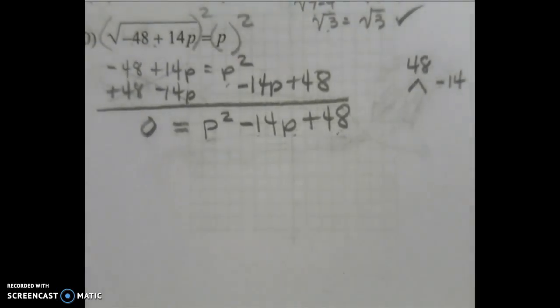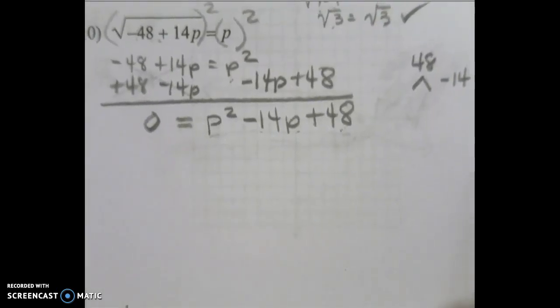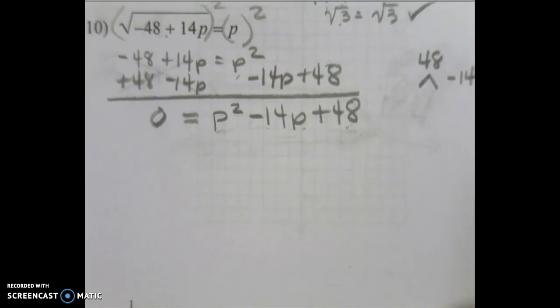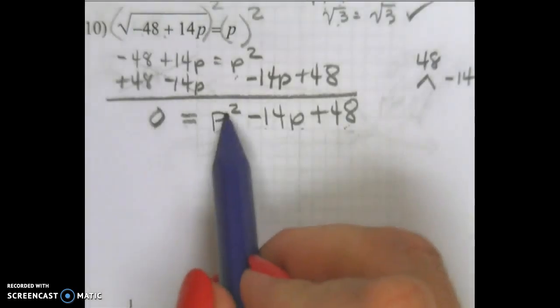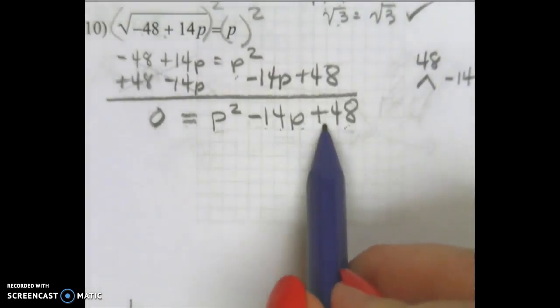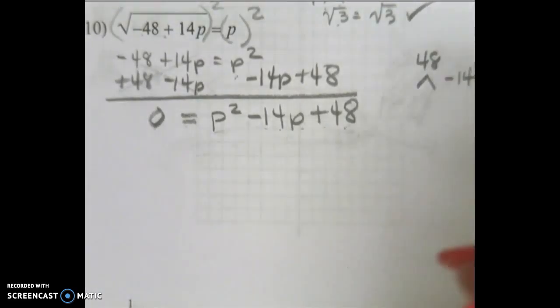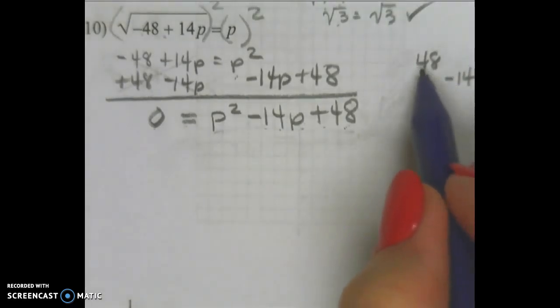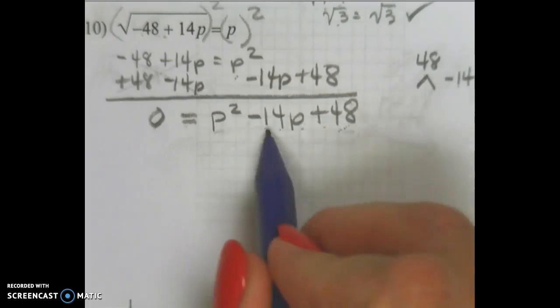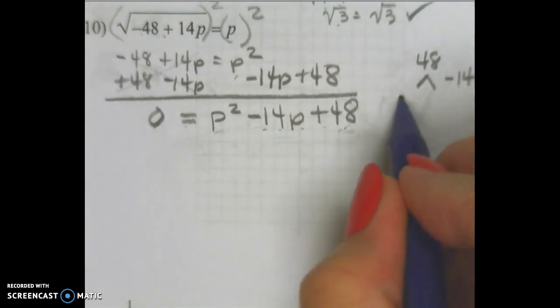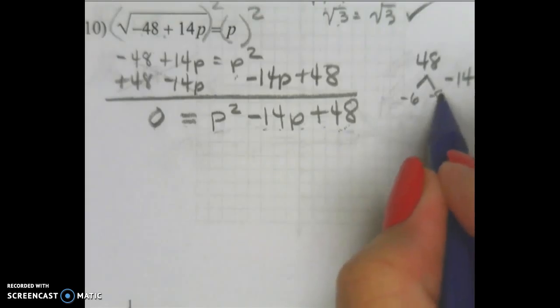Alright, we were in the middle of problem 10 when our video stopped, so let's go back and get finished with it. We have the equation 0 equals p squared minus 14p plus 48, and I have to factor that. So I have to think what multiplies to give me positive 48 and adds up to negative 14 in the middle. Negative 6 and negative 8.